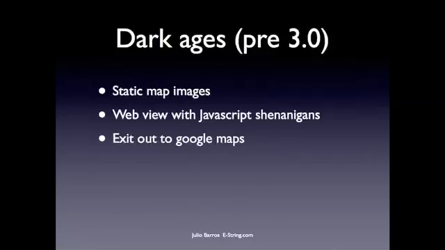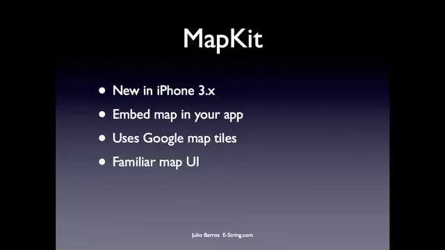Before 3.0, we could have maps in our applications, but they would have to be static map images, or they would have to use a web view with JavaScript tricks, or we would have to exit our application and start the Maps application. New in 3.0 is MapKit, where we can embed a map in our application. It uses the Google Map tiles, and the UI is very similar to the map applications on the iPhone, so people are already very familiar with it.